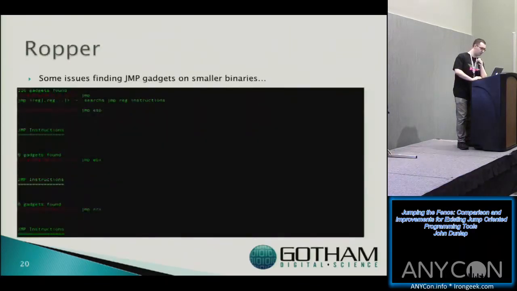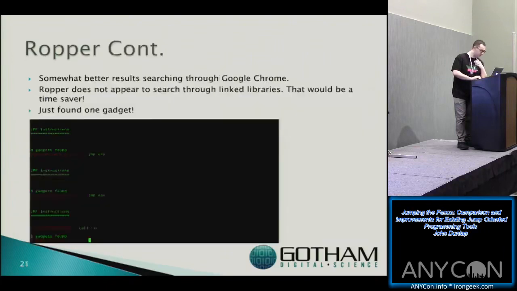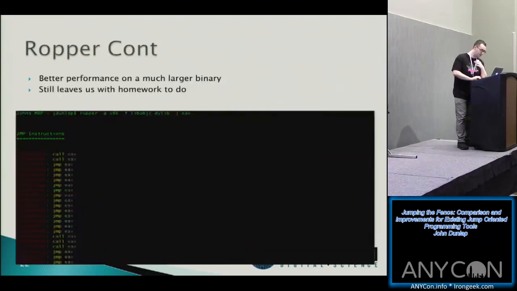So here's some smaller binaries on Ropper. Have any of you used Ropper before? It's a ROP gadget finding tool. It dumps out all the instructions, return, or in this case, instruction, jump. In this case, we're looking for jump ESP. It finds practically nothing. Ask for jump EBX, finds practically nothing. On a much larger binary, we start to find stuff, but it's really not ideal for the attack.